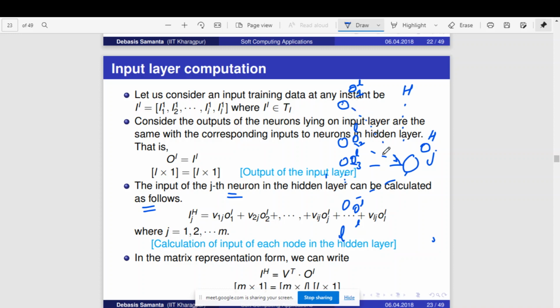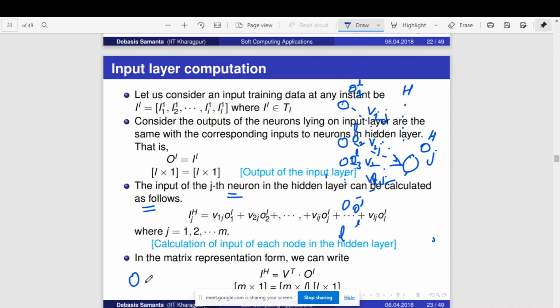Are we feeding this output directly here, or is there something in between? What is that? Yeah, weight. So this weight is represented using what? V. Okay, so the first weight will be what? V1J to the jth neuron: V1J, V2J, V3J, V4J. The last one is VLJ. Okay, so now can you tell mathematically what is the input for this layer?